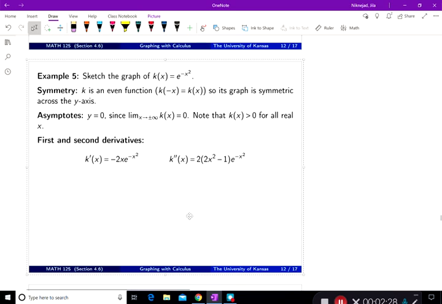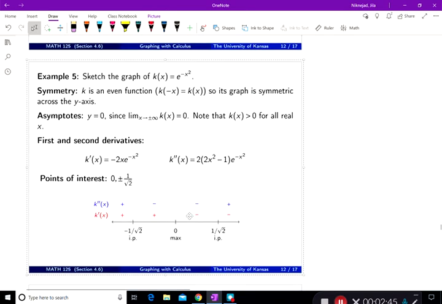Now, use these to find the points of interest. The point of interest for k prime is 0, and for k double prime it is plus and minus 1 over square root of 2. And then we put them all together.